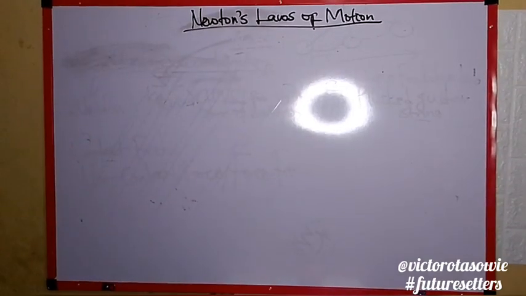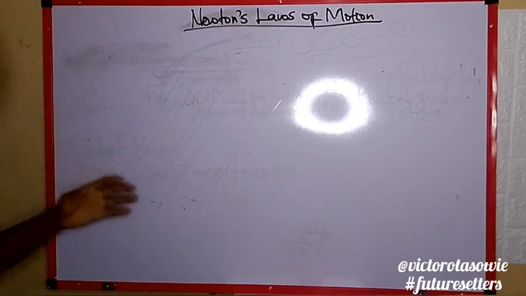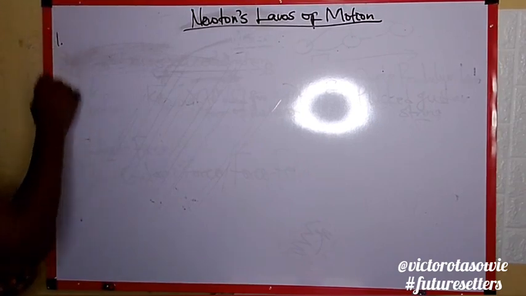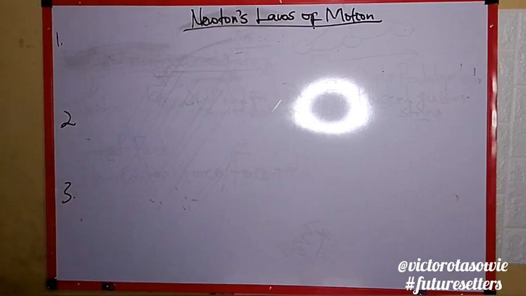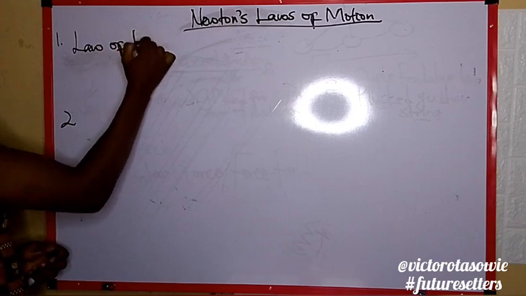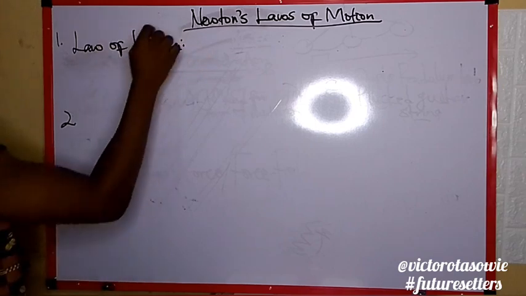Now I'm going to talk about Newton's laws of motion. The laws are broken down into 1, 2, 3. The first law is known as the law of inertia. Now I'm going to break this law down for you to understand.